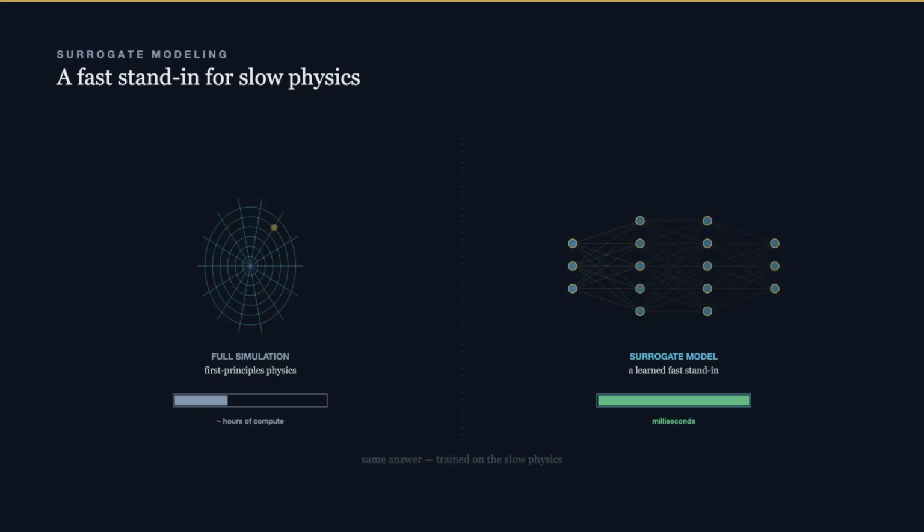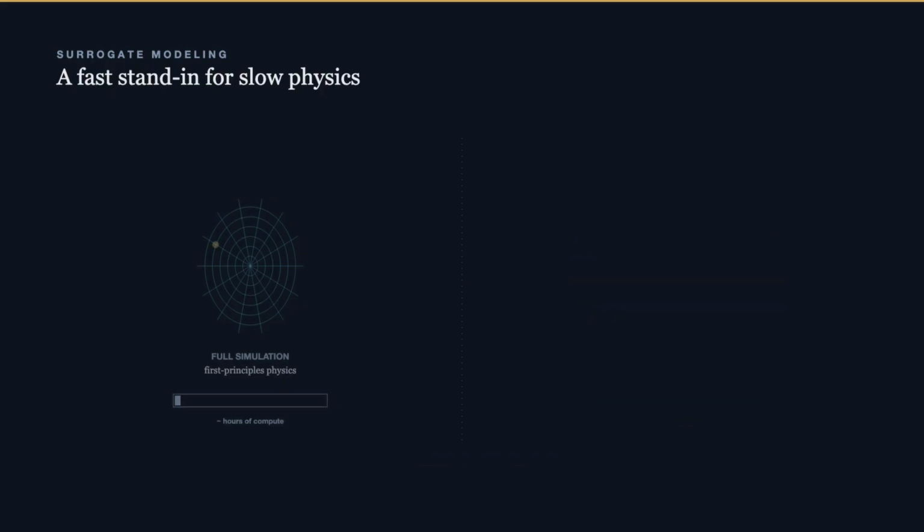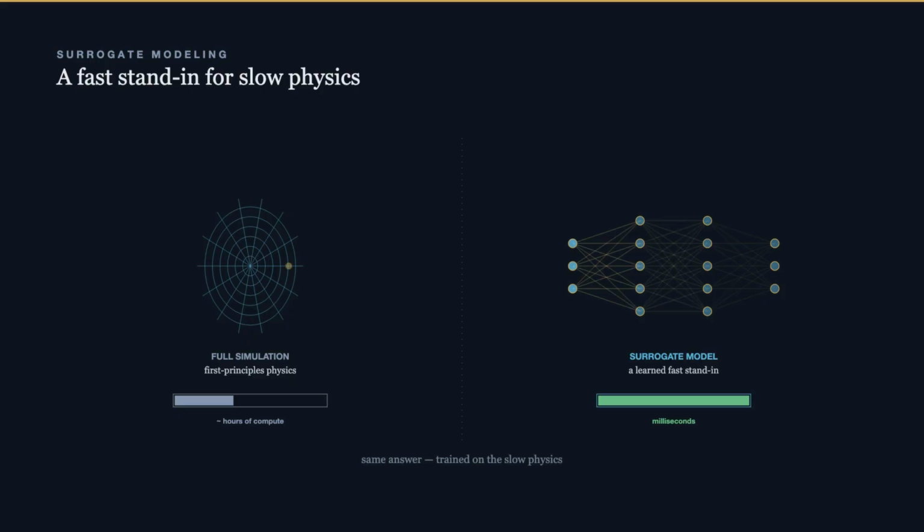The physics of a fusion plasma is gorgeous and slow. A first principles turbulence simulation can run for hours or days on a supercomputer to model a fraction of a second of plasma. That is fine for understanding, but a machine that must react in milliseconds cannot wait on a calculation that takes a week.